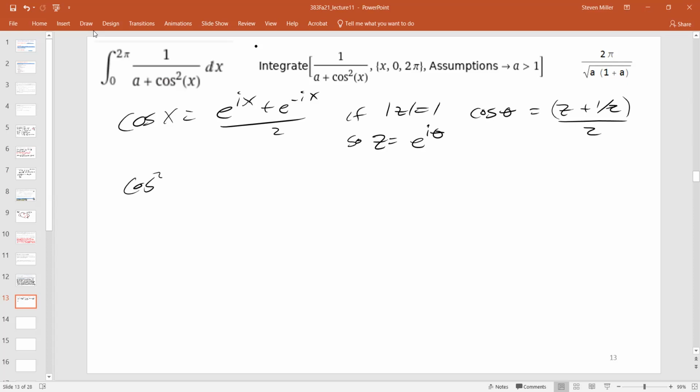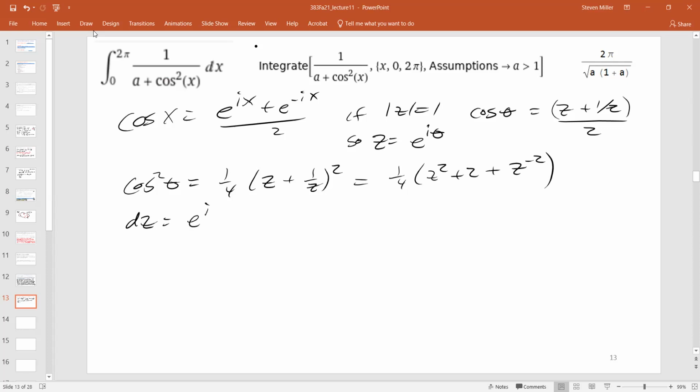So cosine squared of theta would be 1/4 (z plus 1 over z) squared, which is 1/4 (z squared plus 2 plus z to the negative 2). Boy, is that so much fun to write with my handwriting. Right? And then dz is going to be e to the i theta i d theta. So dz is iz d theta. So d theta is 1 over iz dz.